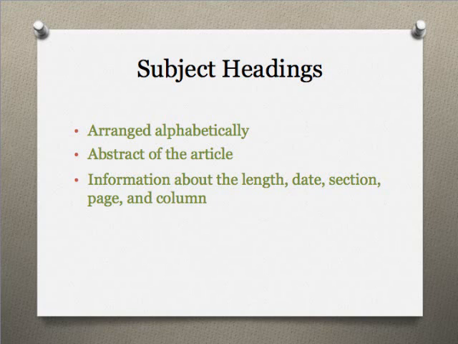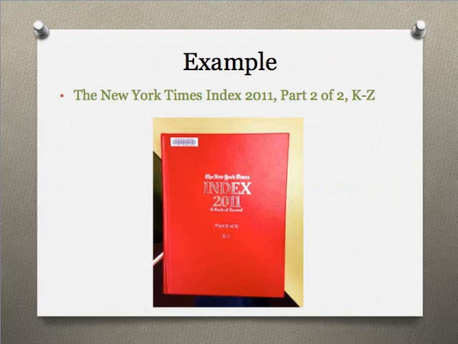Let's take a look at an example. I want to find an article published in 2011 about the Metropolitan Museum of Art. I look through the print volumes of the New York Times Index and find the year 2011. There are 2 volumes for 2011. Part 1 includes subject headings A to J, and Part 2 includes subject headings K to Z. I want Part 2 because my subject is located alphabetically K to Z.